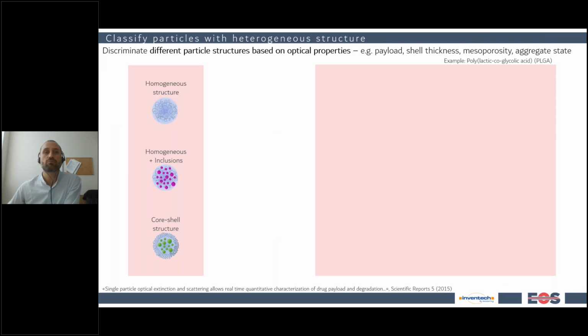For example, you have to deliver something. You can rely on PLGA as a polymer, polylactic-co-glycolic acid. You maybe have to internalize something, or you have to create a core-shell structure to internalize something. In the three cases, you have to modify the structure.